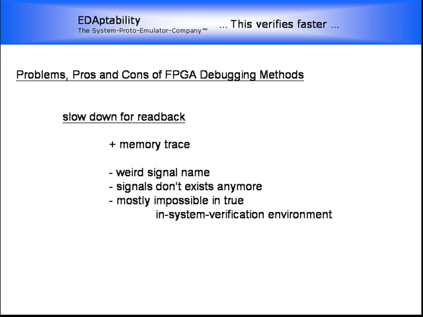If you use the readback function of some FPGAs, you can look at most of the nets, including memories. But here again, you have the problem with weird signal names and signals that don't exist anymore. But the main disadvantage is that for a continuous readback you have to slow down the system, which is not possible in most of the in-system verification methods.